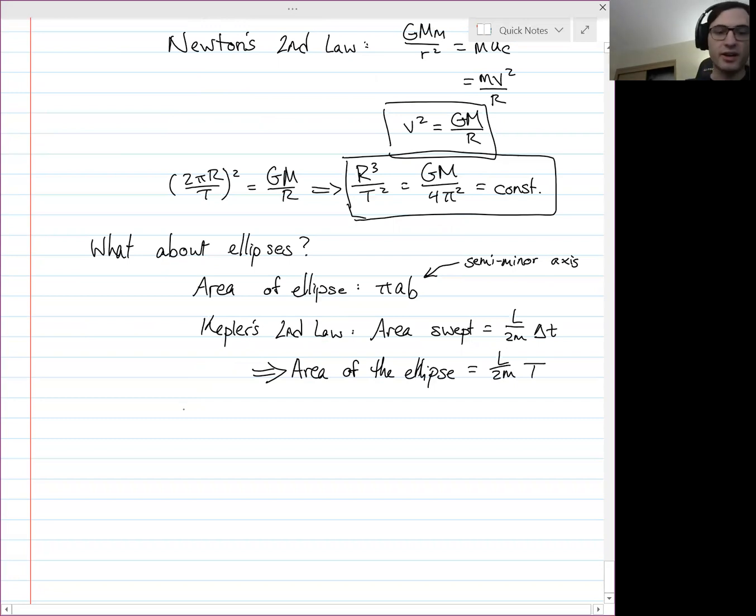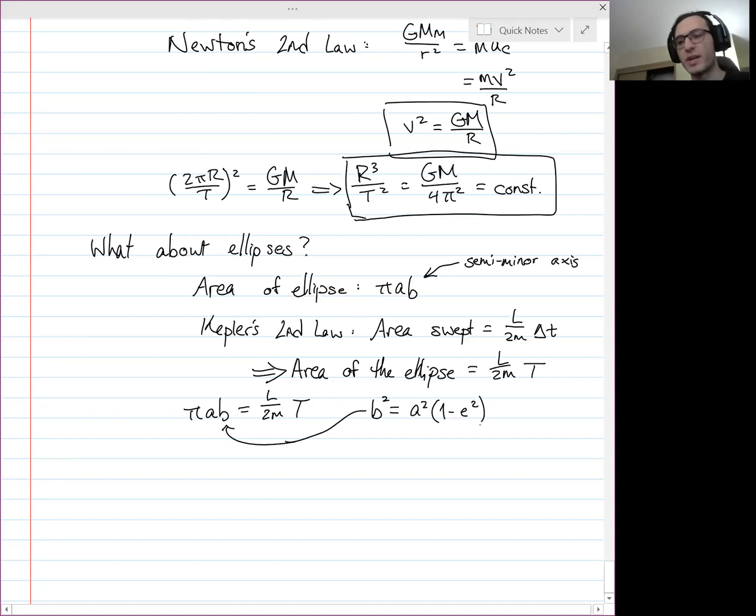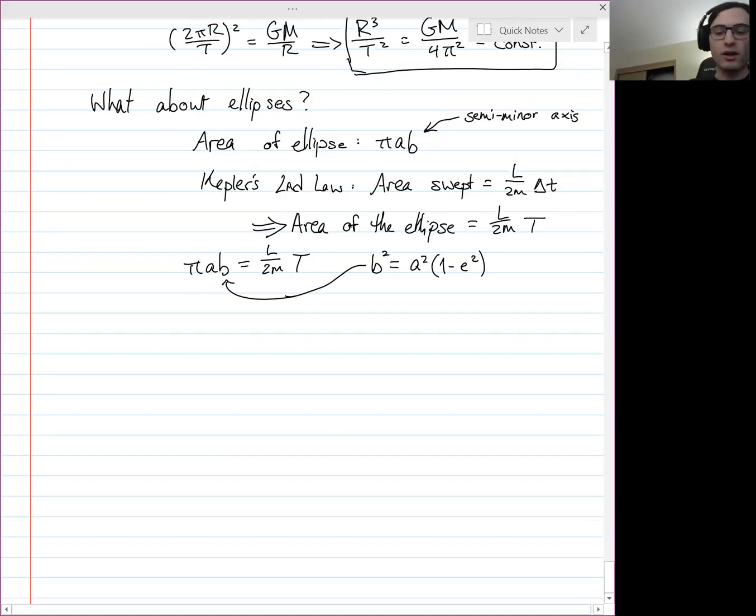So we have pi AB equals L over 2m times T, but we can do some geometry to get B in terms of the eccentricity. It turns out that B squared is equal to A squared times 1 minus e squared, the semi-major axis squared times 1 minus the eccentricity squared. And so we can do some more algebra, substituting things in. I'm just squaring the whole thing and then substituting in. This is equal to L squared over 4m squared times T squared.